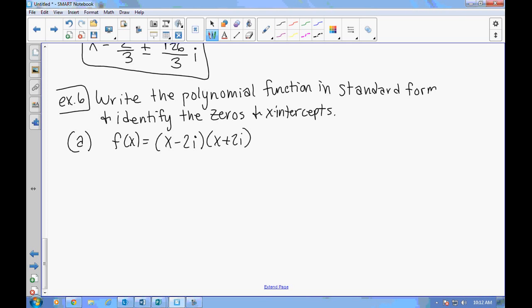These are factors. We can find the zeros applying the zero property, right? Zero property, remember, means we take each individual factor, set it equal to 0, and solve it. Take the other one, set it equal to 0, and solve it.